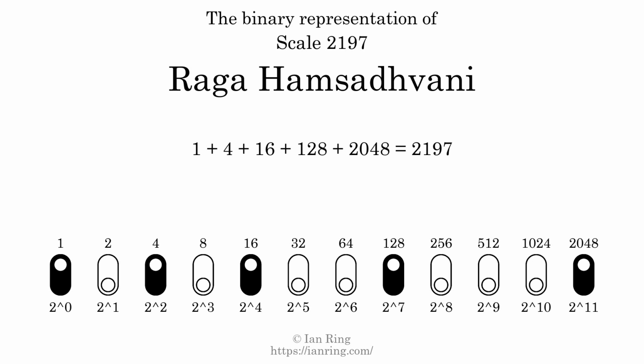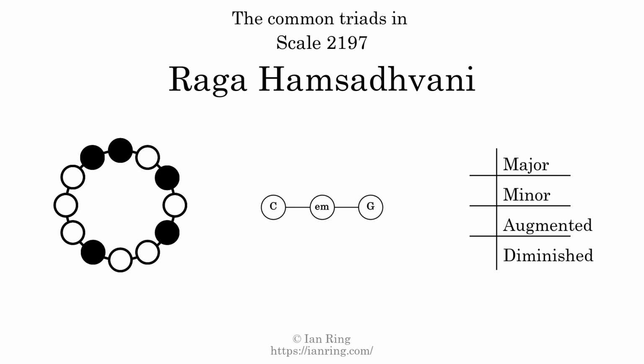2197. The scale number not only enumerates the scale with a unique index, but it also literally describes the tonal content of the scale. Represented as a binary number in base 2, the scale number is 10001001010101. Here are the common triads present in this scale.